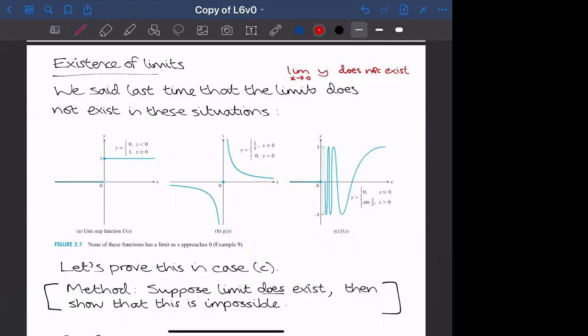We said that A doesn't have a limit because the function jumps, and B doesn't have a limit because the function gets too big, and C doesn't have a limit because the function oscillates too much. So we can now prove that this does not have a limit.